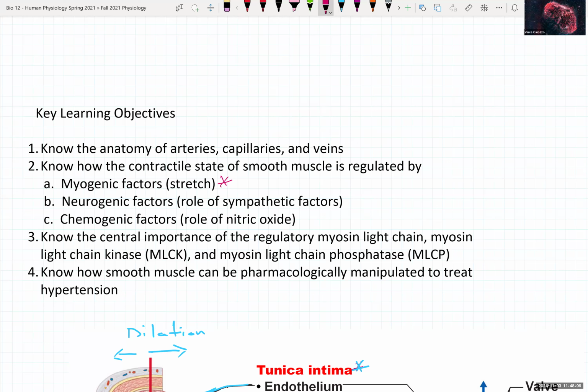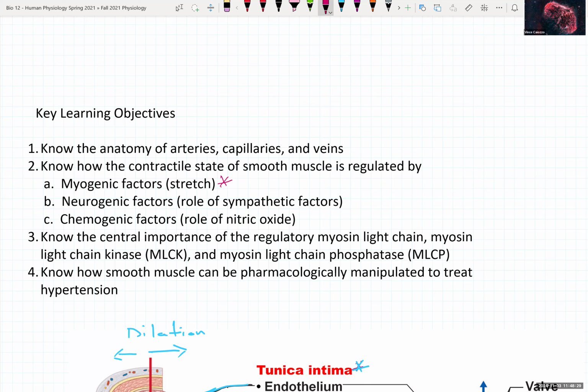Here we emphasize the role and the importance of sympathetic neurons. The third way in which the contractile state of smooth muscle can be regulated is known as the involvement of chemogenic factors. Specifically here, we're talking about the role of nitric oxide.